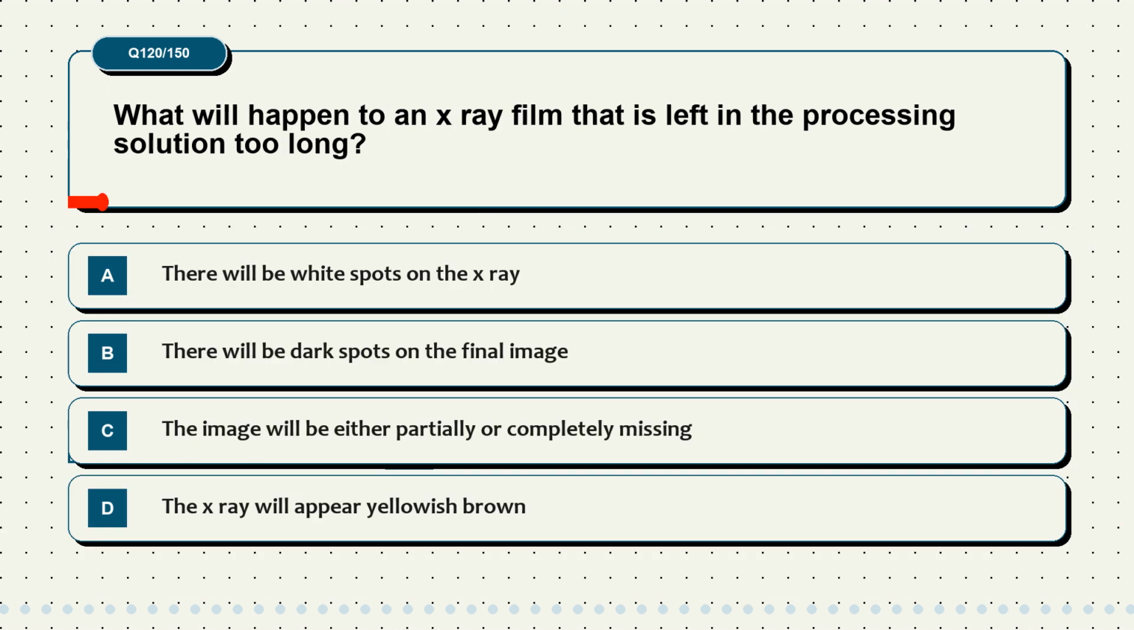Question 120. What will happen to an X-ray film that is left in the processing solution too long? Here are the options. Option A. There will be white spots on the X-ray. Option B. There will be dark spots on the final image. Option C. The image will be either partially or completely missing. Option D. The X-ray will appear yellowish-brown.